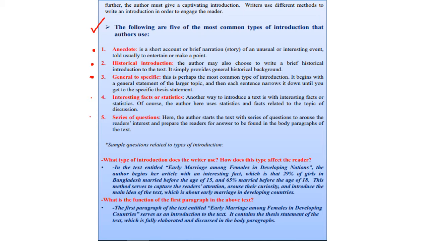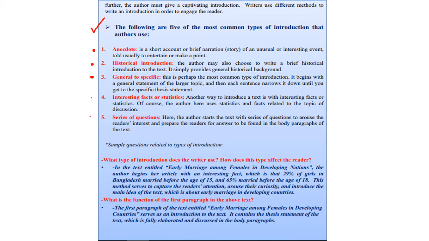The author might also start with a series of questions, one or several questions. Also, why? What is the purpose of that? The purpose of that is to grab the reader's attention to find the answers to those questions, okay, in the article.